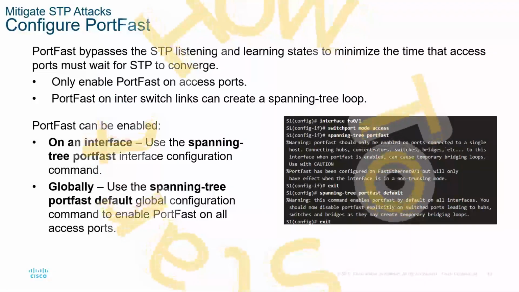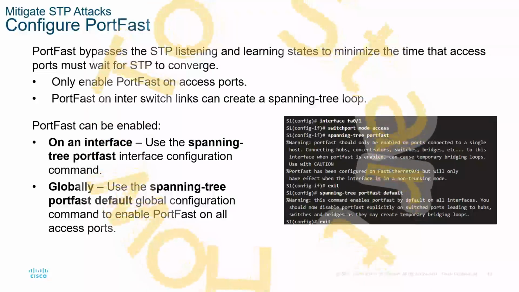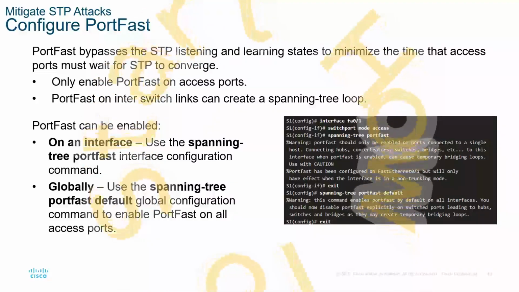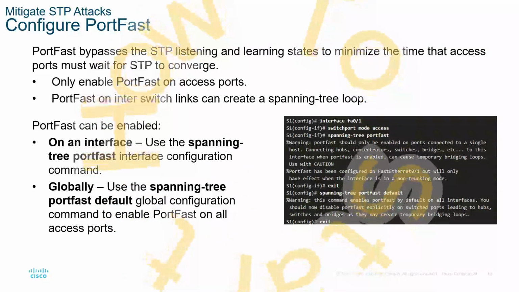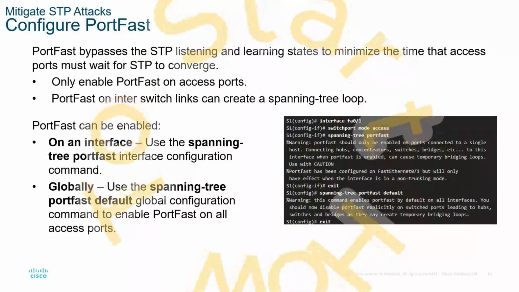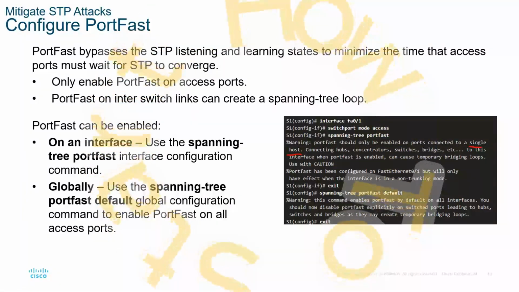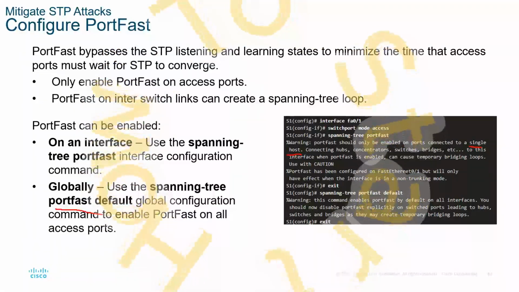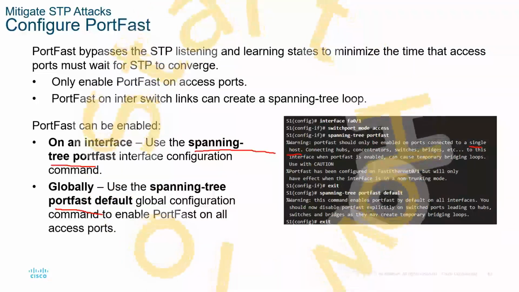How do we actually set this up? What we can do is navigate to the interface. We can set spanning-tree portfast default, and that will allow us to actually set it globally on any of the access ports. We can also set it per interface by doing a spanning-tree portfast. And again, it will even tell you it needs to only be configured on ports that are connected to a single host. Again, spanning-tree portfast default globally turns it on for all access ports, or you can do it per interface with the spanning-tree portfast command.